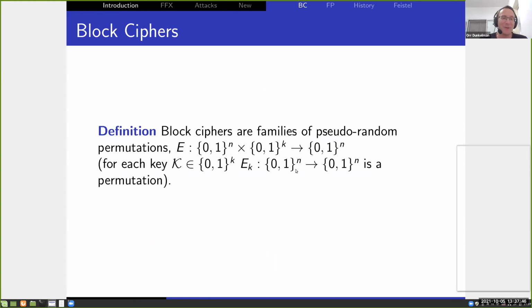First of all, a quick definition of block ciphers, just to remind you what we're discussing. Block ciphers are actually families of pseudorandom permutations. We have plaintexts, usually of n bits. We have keys, usually of k bits. You take a plaintext and a key and you generate a ciphertext. And there is one requirement, which is that for every key in the key space, the encryption is actually a permutation.